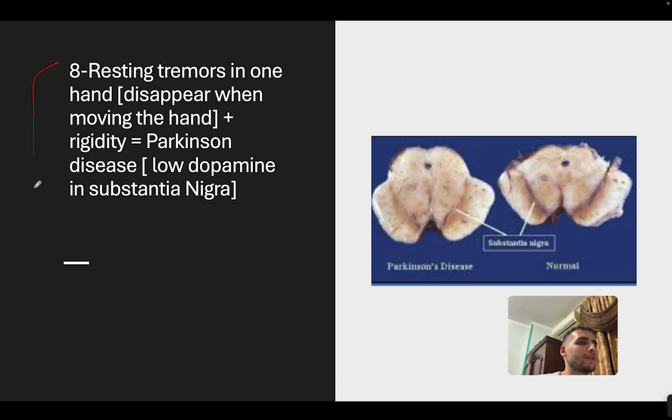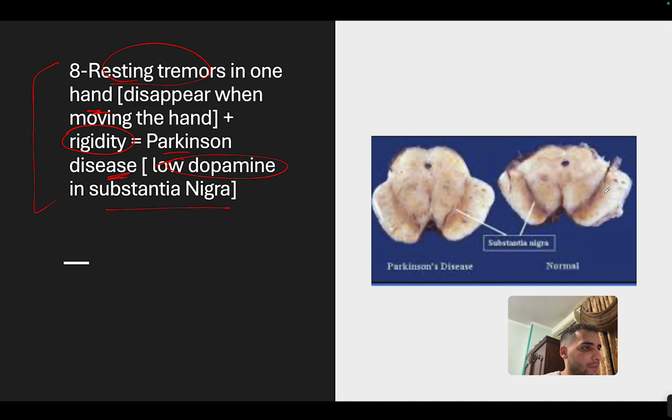The next thing is when you see resting tremor in one hand, okay? So resting means it happens during rest, but it disappears when you go and grab something, okay? So when you go and grab something, it would disappear, but it would happen during rest, okay? So when you see resting tremor in one hand, plus rigidity, and sometimes monotonous voice, meaning he speaks in monotony, he doesn't change his tone, okay? Then it would be Parkinson's disease, which happens from low dopamine levels in the substantia nigra, okay?